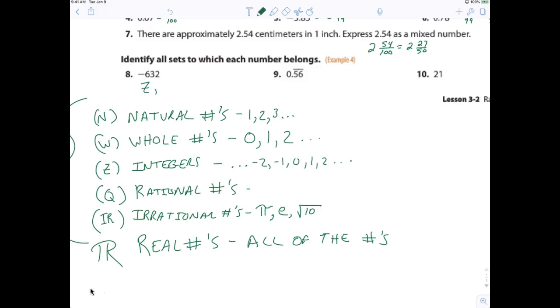All right? Now, can it be made a fraction? Yes, you can put it over 1. So it's a rational. So we put down Q. Is it irrational? No, it is not. That's exactly smart, Jack. If it's rational, it can't be irrational. It can't be both rational and irrational. All right, and is it real? Yes. So those are what you're going to write down. Okay?